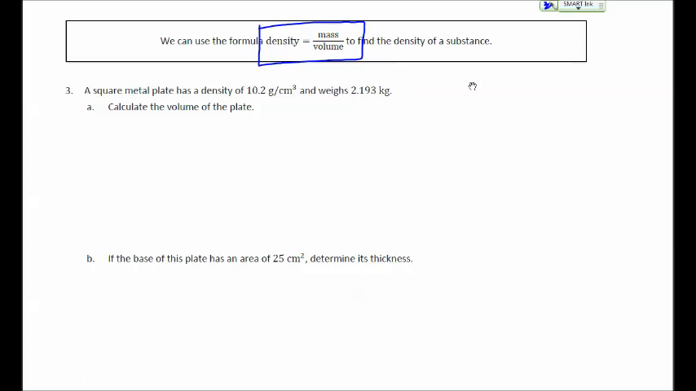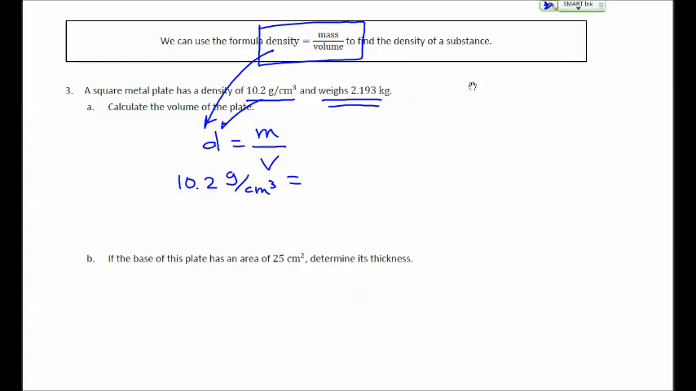Now, number 3, we're given a question about a square metal plate. And we're given the density of 10.2 grams per cubic centimeter. And it weighs, that's the mass, it weighs 2.193 kilograms. Now, using this formula, I know that the density is equal to mass divided by volume. And they've given me the density of 10.2 grams per cubic centimeter.